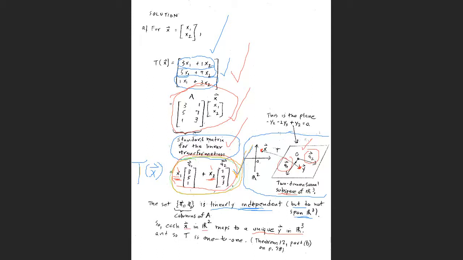And so T is 1-to-1. Transformations 1-to-1. And this is supported by Theorem 12, Part B, on page 78 in your textbook. That theorem says that the transformation is 1-to-1 if and only if the columns of A are linearly independent. But what I wanted to do was give you a geometric feel for 1-to-1.